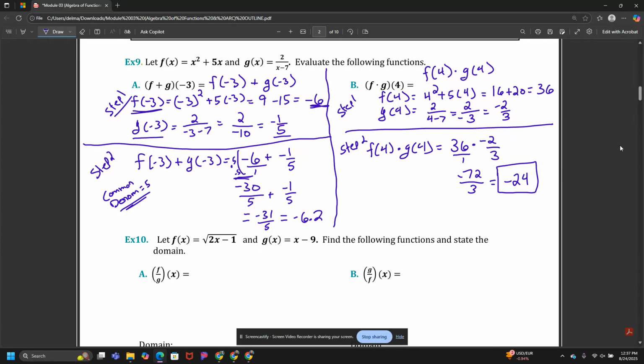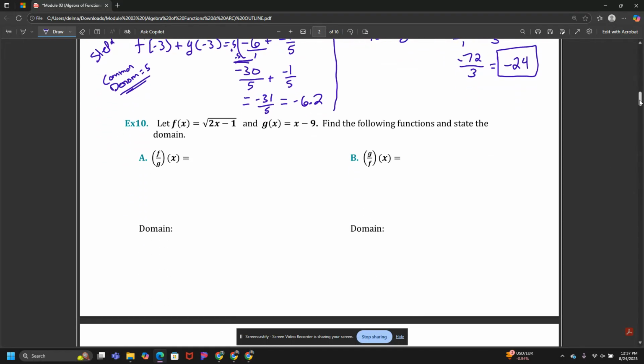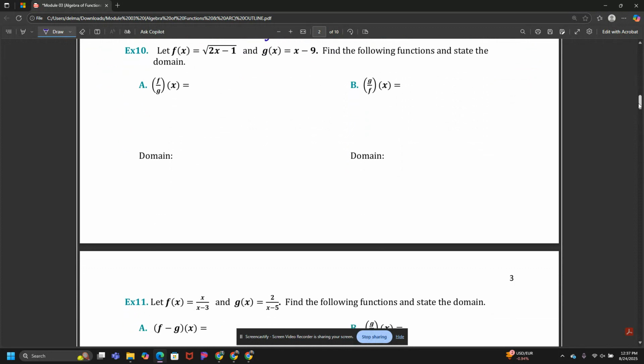Alright, so that's evaluating functions. Now let's look at a couple of domains. Okay, so first we're going to rewrite this. So this is going to be the square root of 2x minus 1 on top, because it says f is on top. X minus 9 is on the bottom.